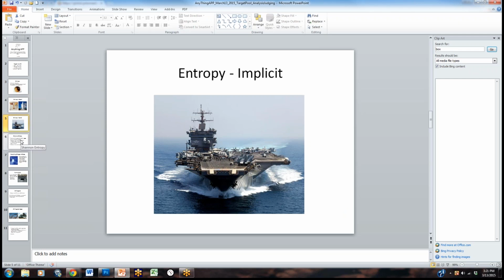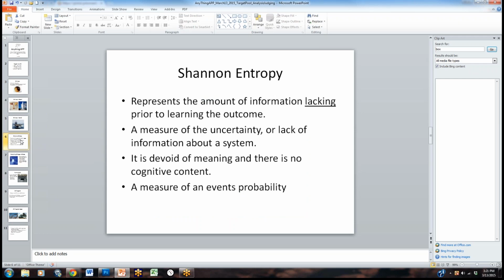Maybe it works well because there's the gradient inside and consciousness picks it up. That's right, okay. And maybe the next slide, because I have some definitions of the Shannon entropy, which I think is along the lines of what you were saying, in that it represents the amount of information lacking prior to learning the outcome of an event, a measure of the uncertainty or lack of information about a system.